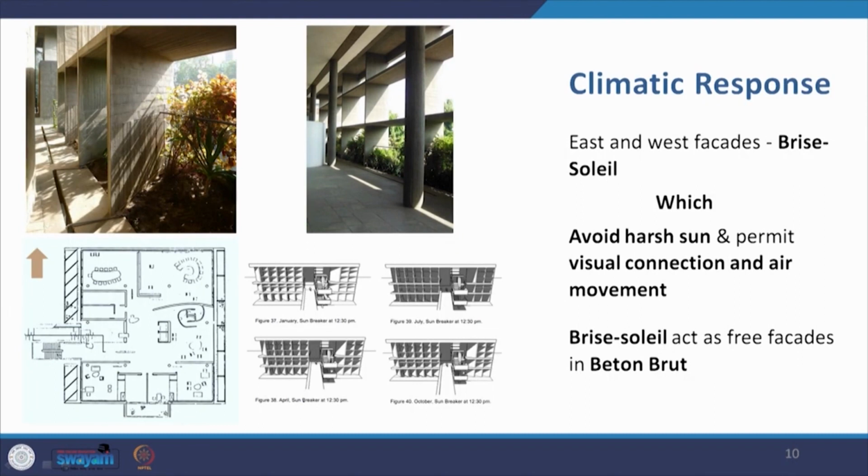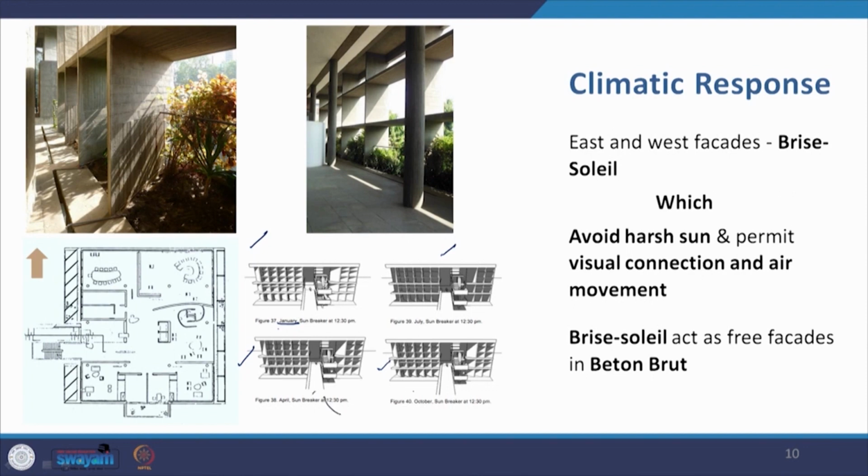As a climatic response, the east and west sides have got the brise soleil, which absorb the harsh sun and provide a visual connection as well as air movement. Now this is how the brise soleil on the west responds. This is in January, as you can see the shadow effect on the brise soleil, and when you come to April for example, the shadows lengthen and the sun is becoming harsher. It is probably one of the harshest in July, and the brise soleil completely cuts off the sun altogether, and then in October it starts reappearing.